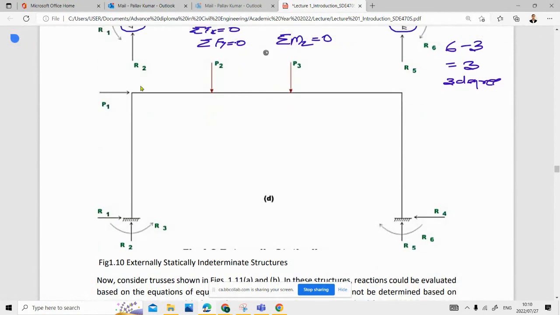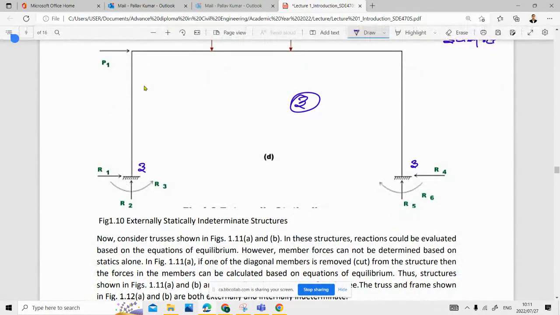Similarly, even for the portal frame, you have 3 and another 3 unknowns, and only 3 equations are available. So 6 minus 3, again you get this. Did you understand this part?